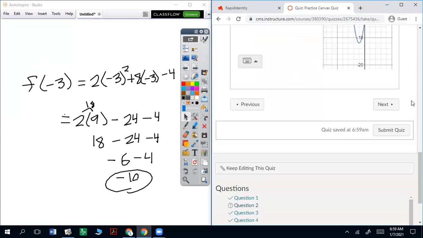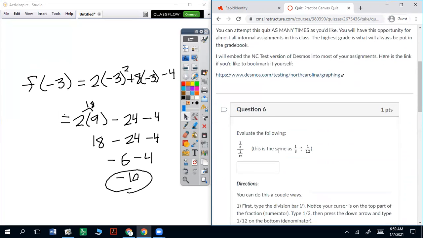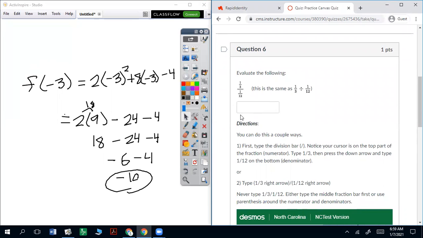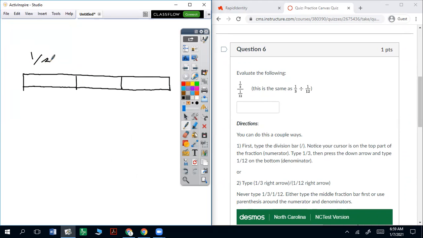Question 6. Evaluate 1/3 divided by 1/12. Conceptually, 1/3 divided by 1/12 looks like this. Let's say you got a whole. You separate that into thirds, right? This is 1/3.